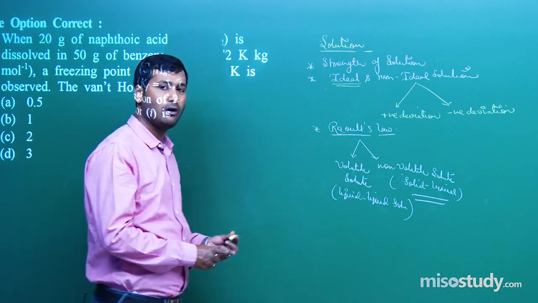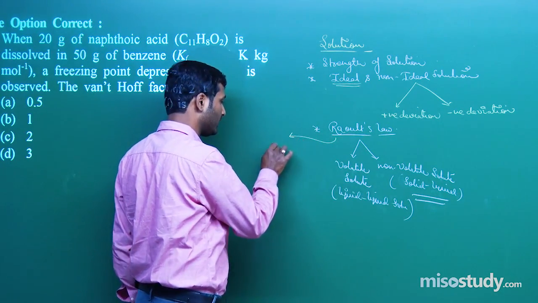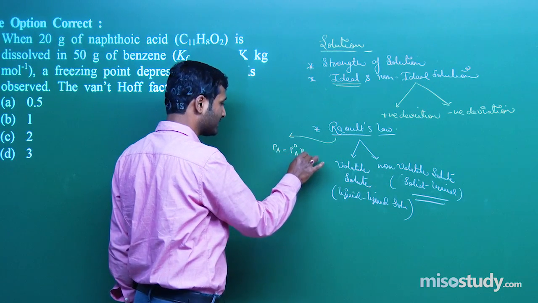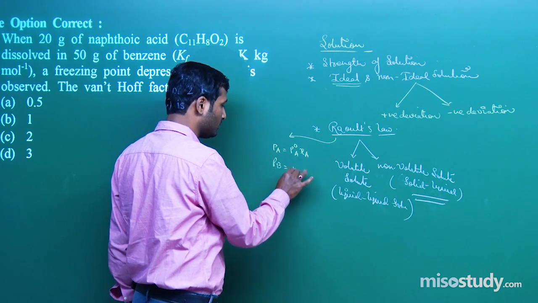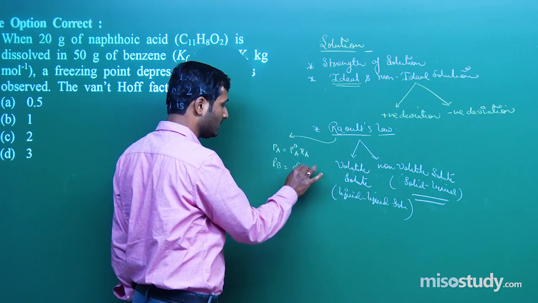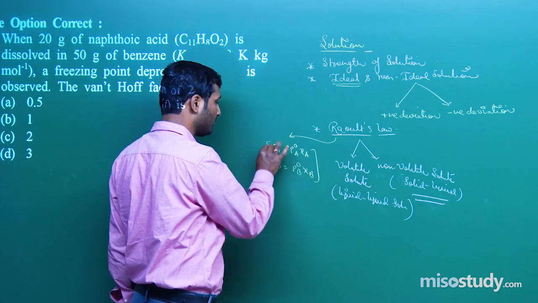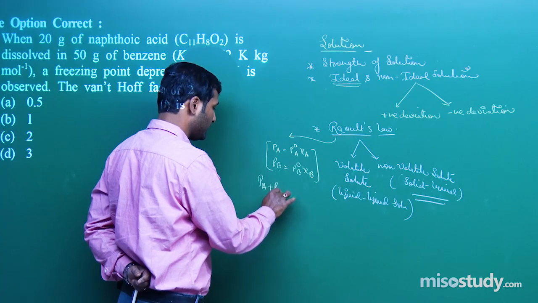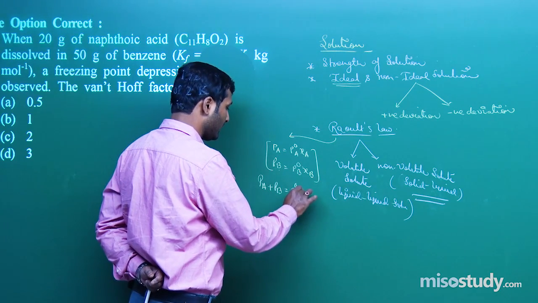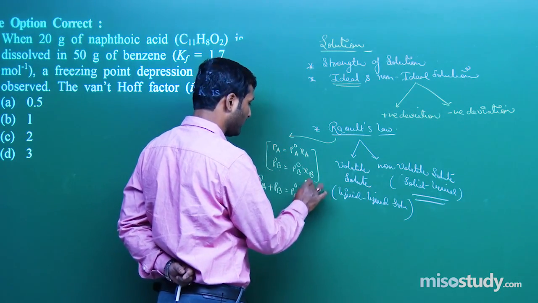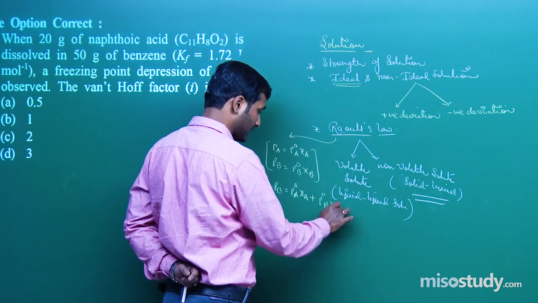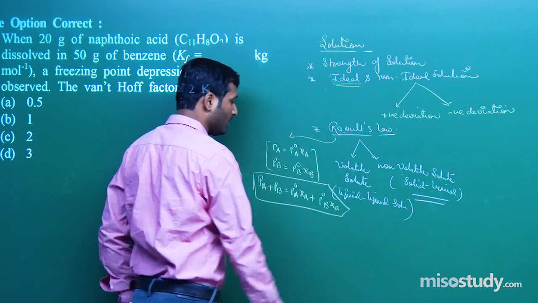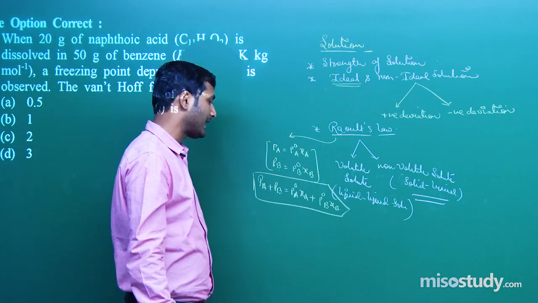Yes. There are 2 laws. The first one we also know, tell me, PA is equal to P naught A into XA, and PB is equal to P naught B into XB. I am just giving you the general information related to this chapter. Clear to you? And PA plus PB is equal to P naught A XA, where XA is the mole fraction of A, plus P naught B XB, where XB is the mole fraction of B. This is the case. PA plus PB is equal to P naught A XA plus P naught B XB.